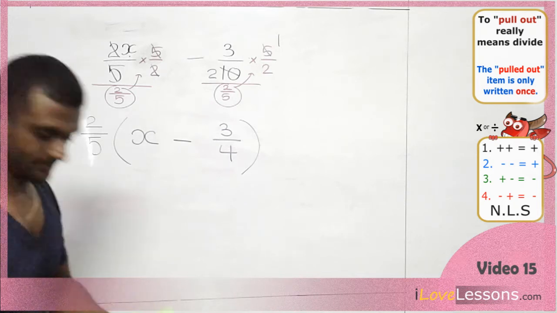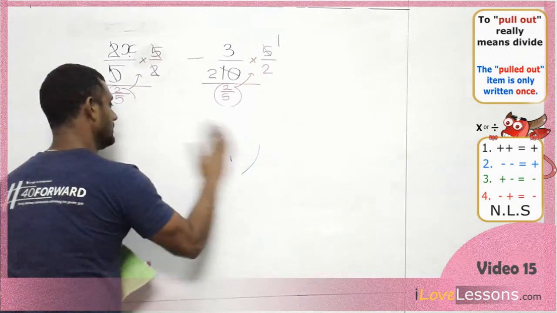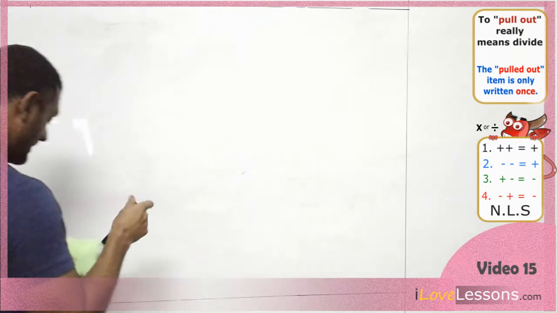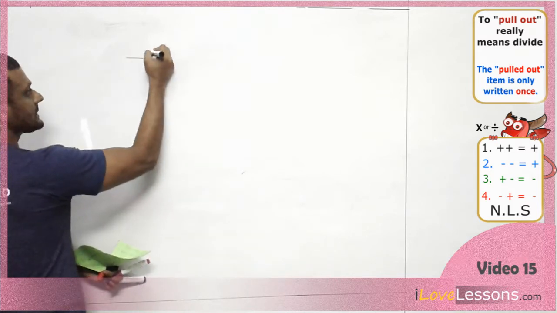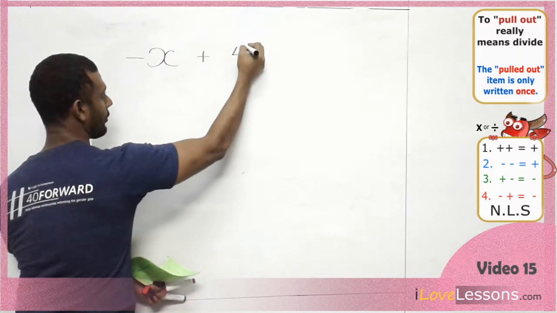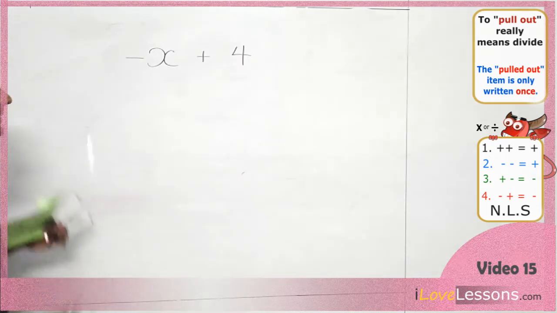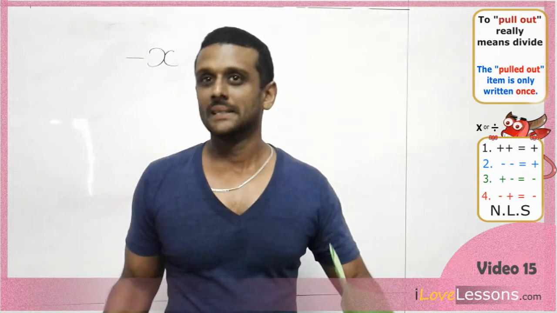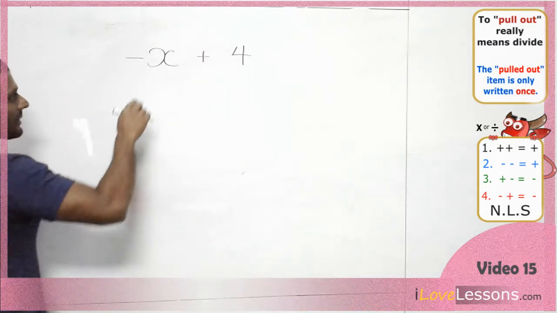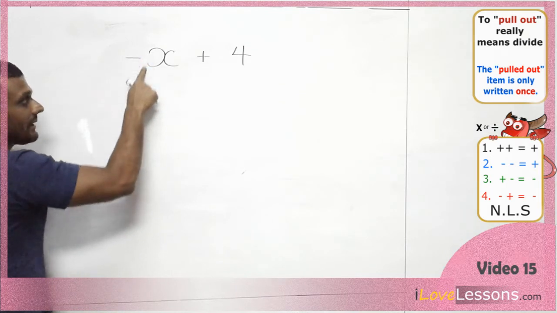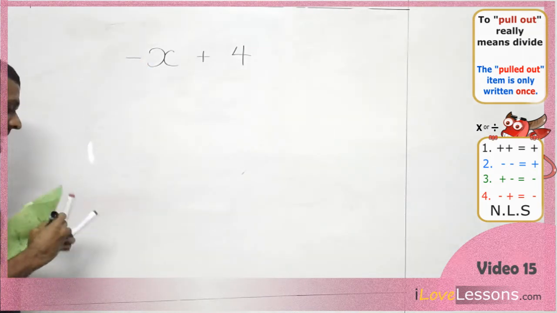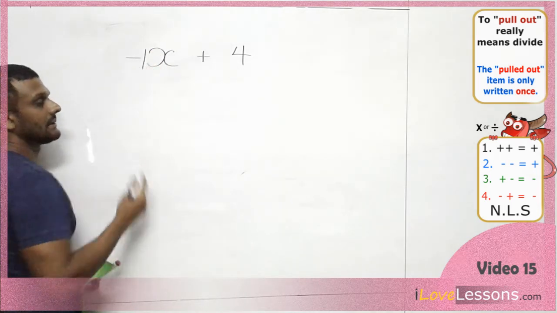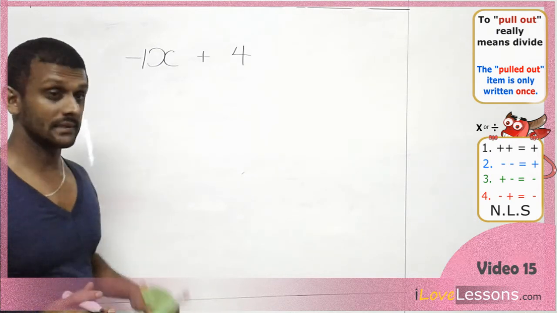Let's try another question. Let's try minus x plus 4. Seems very, very simple. But believe me, this simple question, because it's so simple, it causes some problems. The main reason it causes a problem is you don't see a number here. But in my previous videos, I showed you that if there's no number here, you need to put in a 1. The 1 is understood.